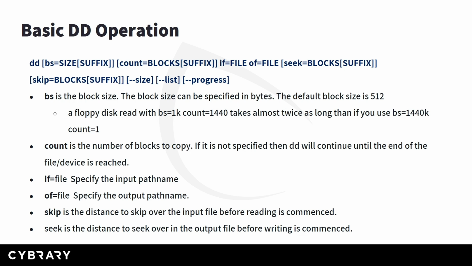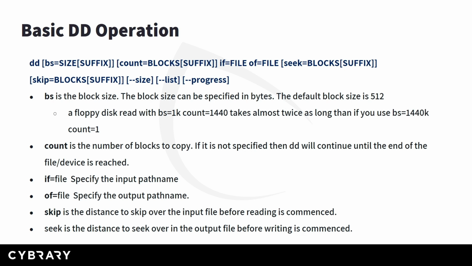Skip is the distance to skip over the input file before reading is commenced. It is in blocks, so the distance will be skip multiplied by the block size. You can also use a suffix here, so skip equals 1K will skip 1024 blocks. You can remember that skip relates to the input file by thinking of a skipping rope.